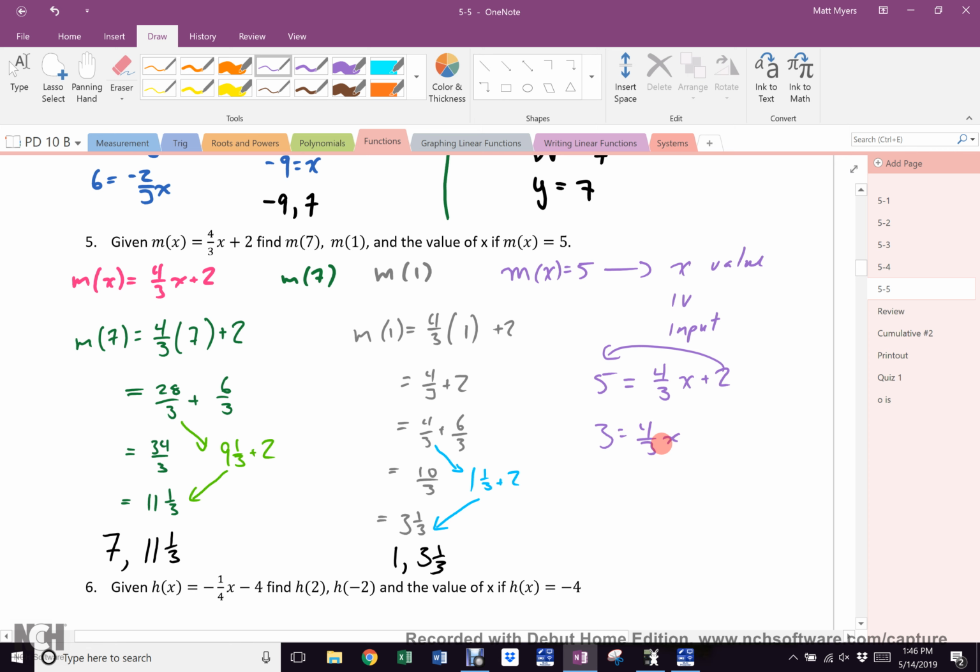Now what do I do? Multiply by 3. 9 equals 4x. And what does x equal? 9/4, which is 2 1/4. So what is the point on the graph? 2 1/4, 5. Are you all good?